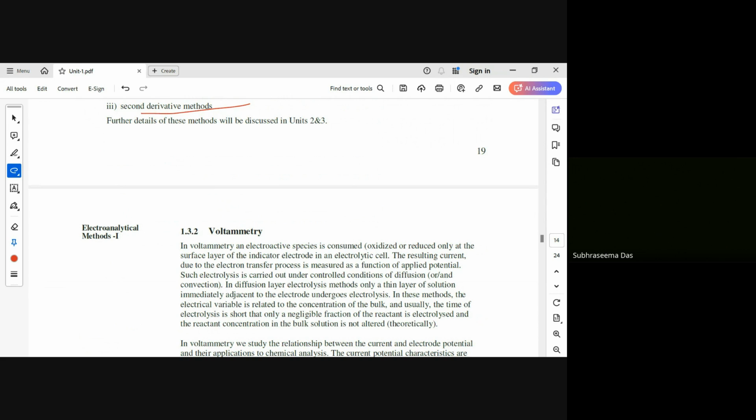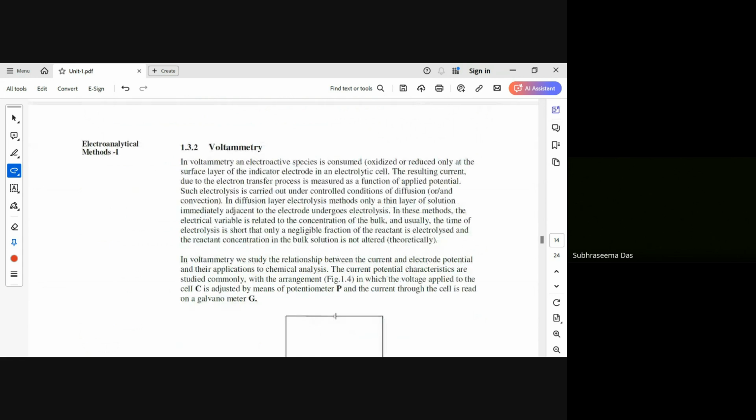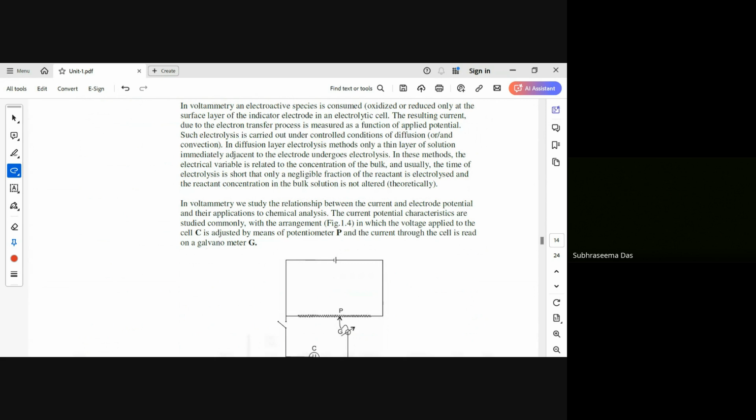Now, apart from potentiometry, we have another electroanalytical technique, that is voltammetry. Similar to potentiometry, voltammetry measures the amount of current that flows through the applied potential, since the electrolysis here is applied in a controlled manner. Particularly in voltammetry, the relationship between the current applied and the electrode potential that is generated, which varies with the current applied, is studied. The total arrangement has been depicted in figure 1.3.